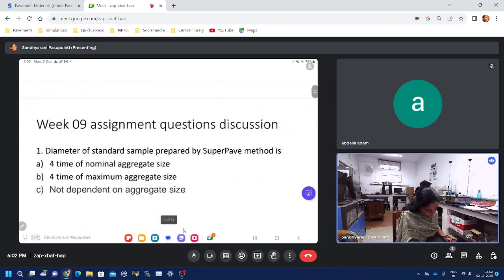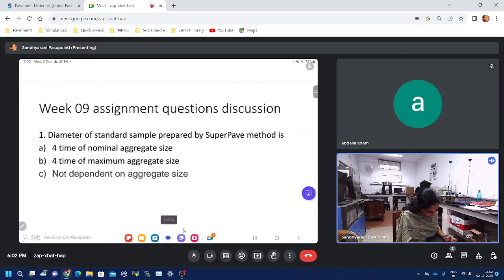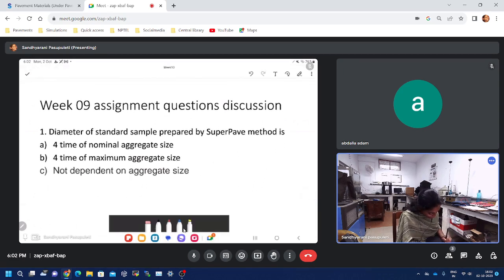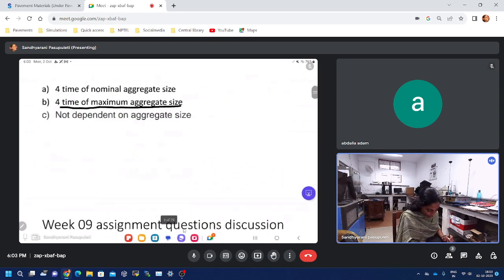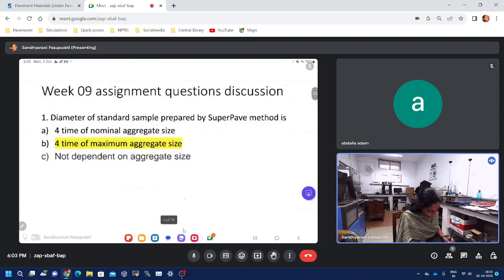When it comes to the week 9 questions, most of the questions are theoretical, which we can answer directly. For example, if we take the first question, the diameter of standard sample prepared by Superpave method is. When we are about to choose the diameter of the sample that we are going to cast, it depends upon the maximum aggregate size. We need to make sure that the diameter of the sample should be 4 times the maximum aggregate size, so that when the compression is applied, the edge effects will be eliminated. So the option would be B, 4 times the maximum aggregate size.